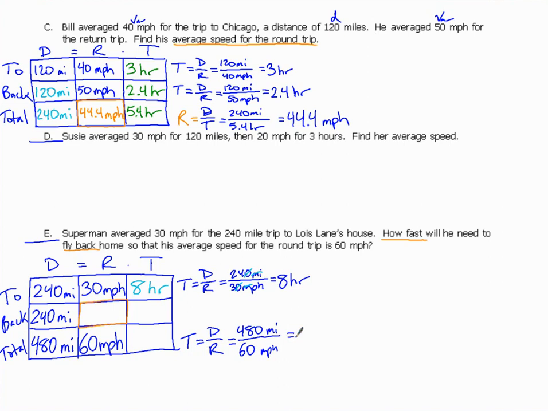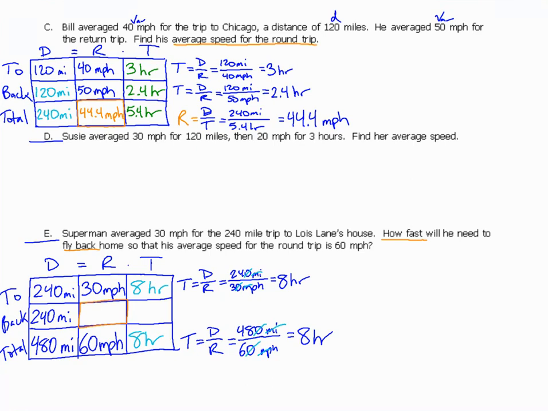This is another one that you could do in your head. So don't pull the calculators out just yet. If you were to cancel out some zeros here, you've got 48 over 6. 8 hours. So let's put our number in here.